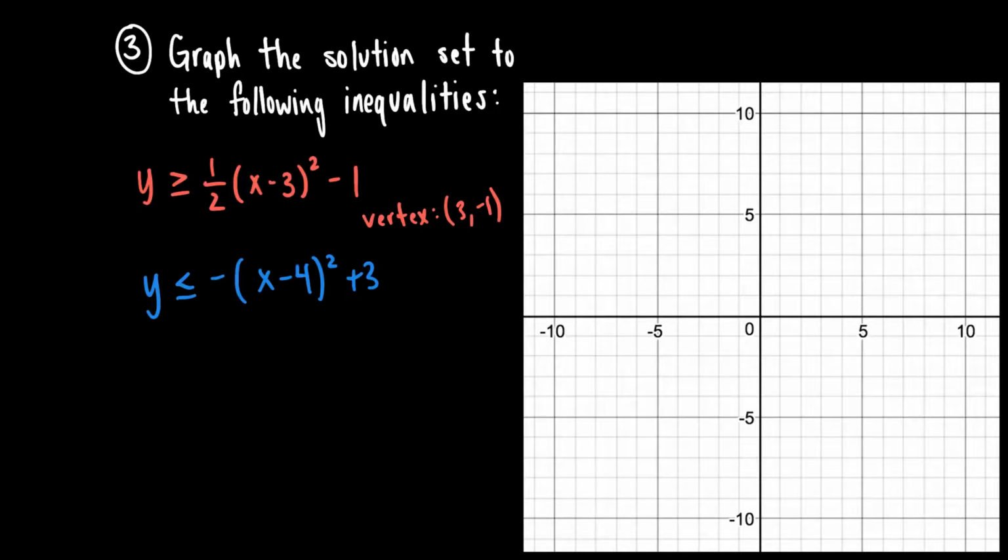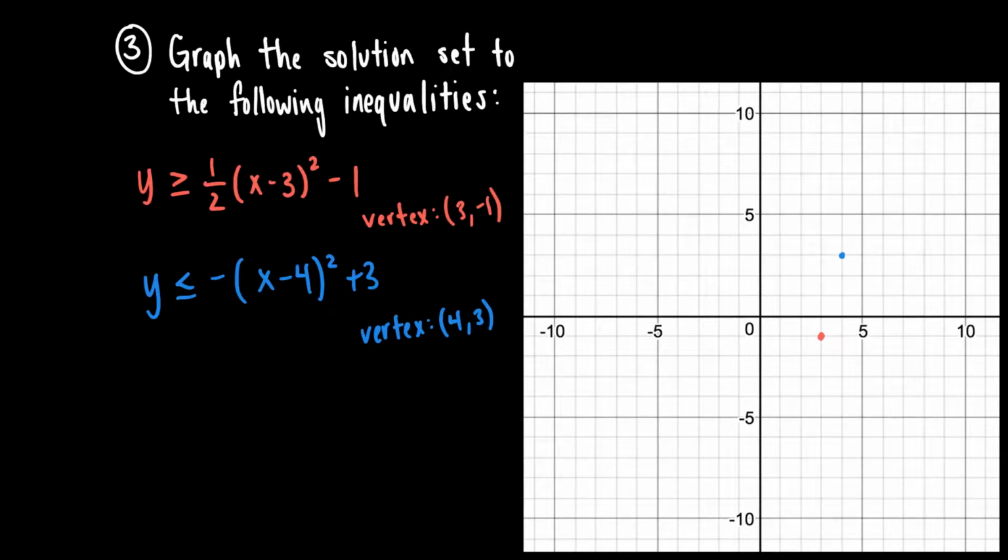So let's actually plot that now. 3, -1 is right there. How about for our blue? Since it's in vertex form, the vertex is going to be at 4, 3. So 4, 3. Let's go ahead and graph that. So those are our vertices.